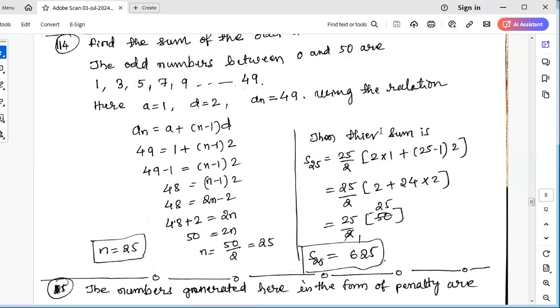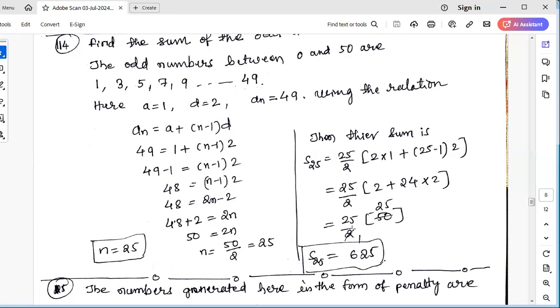Then we will find out their sum. So S25 is equal to n by 2, 25 by 2 into 2a plus n minus 1, 25 minus 1, into D. D is 2. So 25 by 2 as it is, 2 into 1 is 2 plus 25 minus 1 is 24 into 2. So this is equal to 25 by 2 into, you sum it, 24 into 2 is 48, 48 plus 2 is 50.